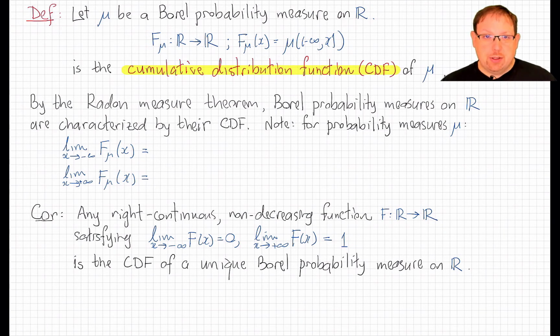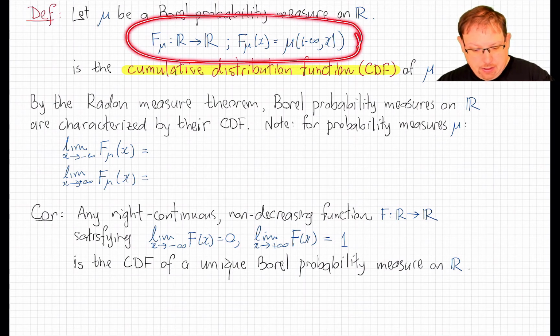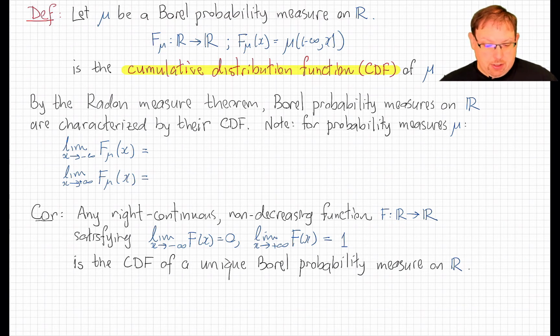Now let's take a moment to introduce some notation we'll be using frequently from now on. In the special case that our Borel measure on the real line is a probability measure, therefore a finite measure and therefore a Radon measure, the function which we defined to give the Stieltjes characterization of the measure has a special name. It is called the cumulative distribution function of the measure. And what we have just proved is that by the Radon measure characterization theorem, Borel probability measures on the real line are completely characterized by their cumulative distribution function, because each Radon measure is totally determined by its non-decreasing right continuous function that defines it.